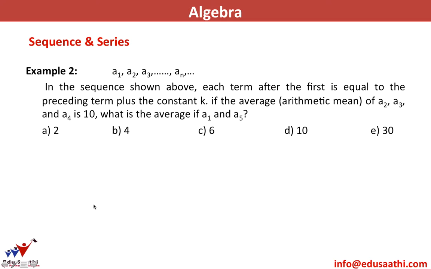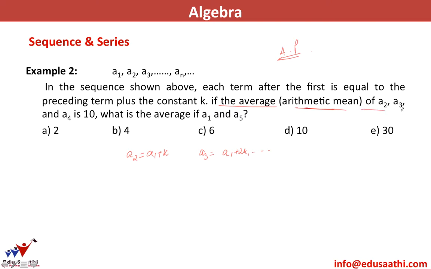Let's look at the second example. In a sequence shown above, each term after the first is equal to the preceding term plus a constant k. So if you look at it, it is something like an AP that I'm talking about. A2 is A1 plus k. A3 is A2 plus k. I can write it as A1 plus 2k and so on. So it's a question that I have for AP.